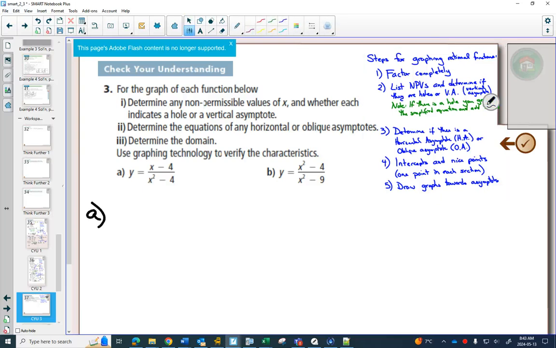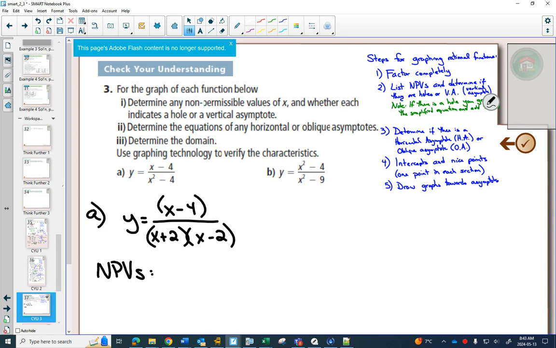So as always, our very first thing when we start is we factor completely. The bottom here is the difference of squares. So that's x plus 2 and x minus 2. Once you've factored, you can list your non-permissible values. In this case, if x is either -2 or 2, you'd be dividing by 0. And so your non-permissible values are always where you're dividing by 0.